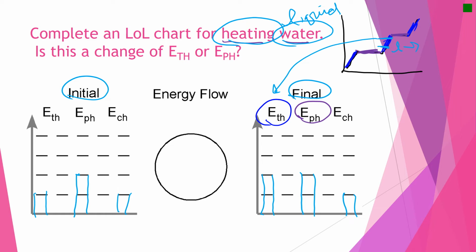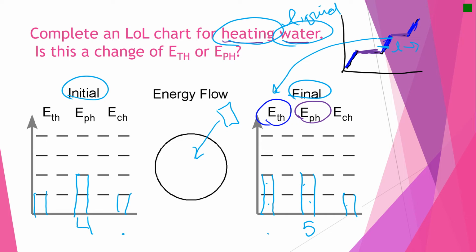So my system originally had 4 bars. And remember, you could have had any amount of bars for your ETH as long as it went up. So mine had 4 bars. My final one had 5 bars because it's 1, 2, 3, 4, 5, right? So I went from 4 to 5 bars. So what does that mean? I had to add energy into the system.